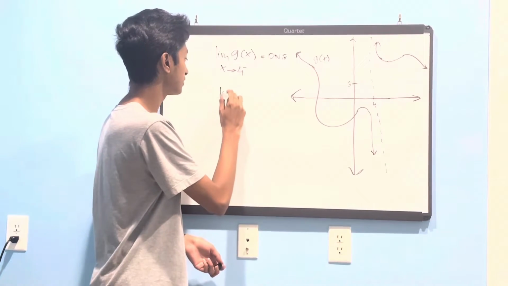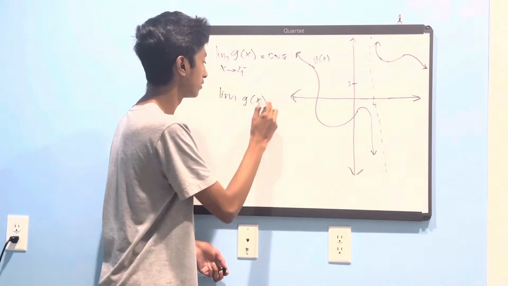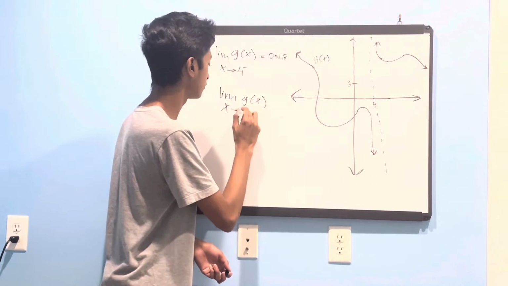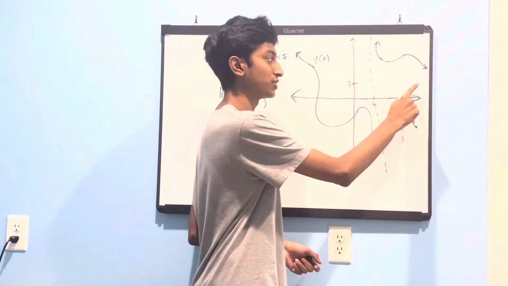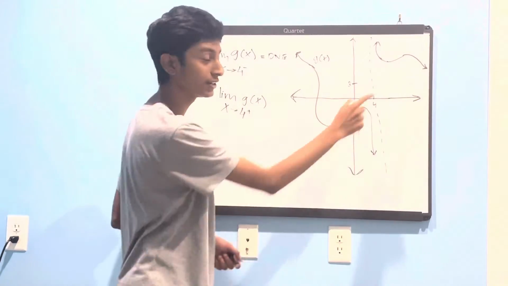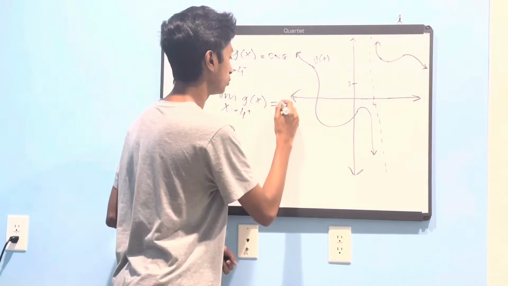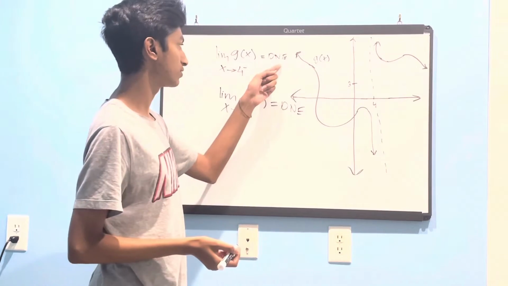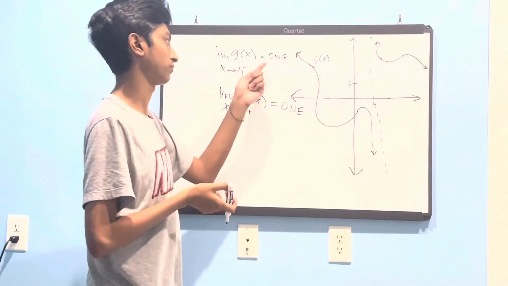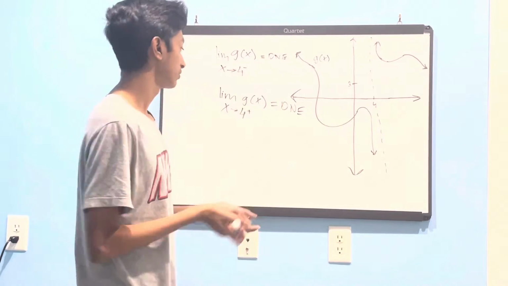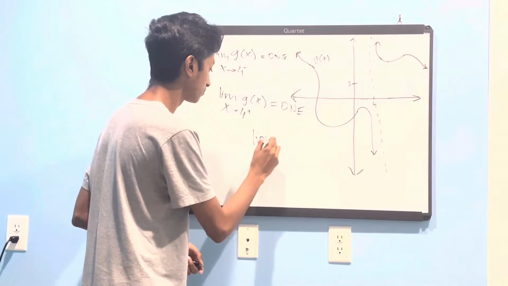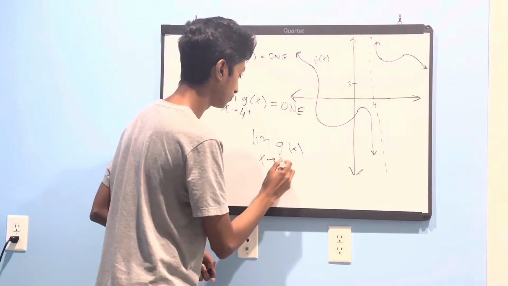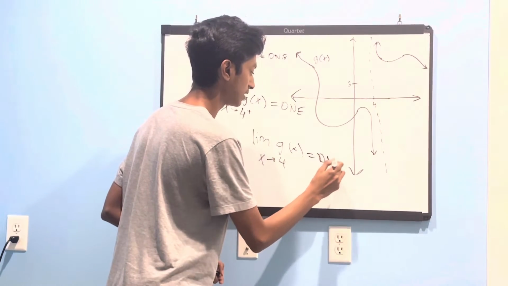So it will be the same thing for the limit of g of x as x approaches 4 from the positive side. So this approaches from the positive side coming here. It again will be does not exist. So since both of these do not exist, you just have to look at one of them. If one of them does not exist, then the limit of g of x at x equals 4 does not exist.